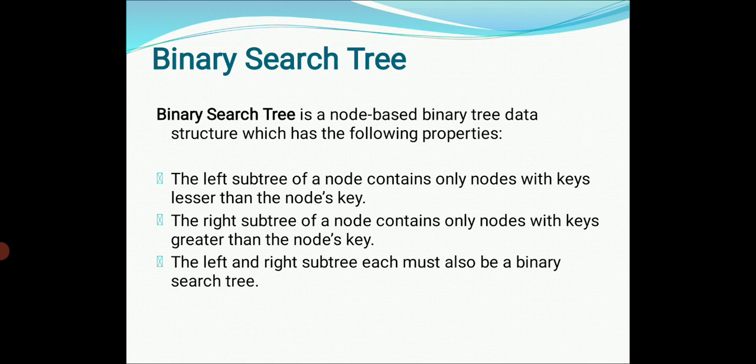So once again I'll repeat. What is a binary search tree? It is a node-based binary tree data structure with the following properties: the left subtree of the node contains only nodes with keys lesser than that node's key, and the right subtree of the node contains only nodes with keys greater than the node's key. The left and right subtrees must each also be a binary search tree. This is the definition of a binary search tree.